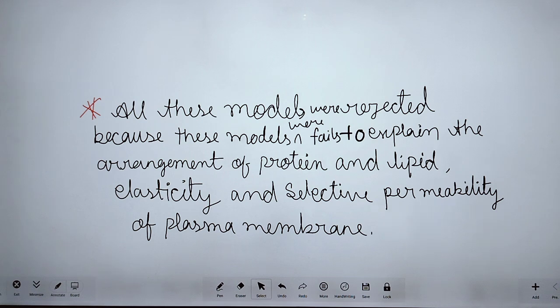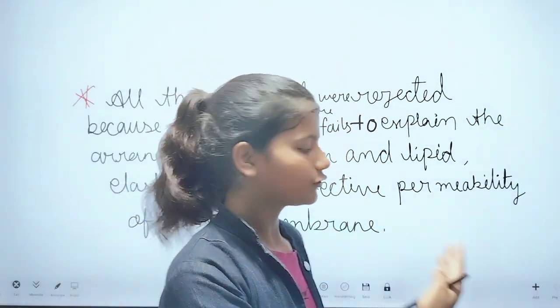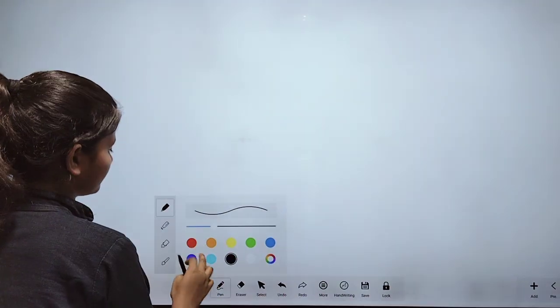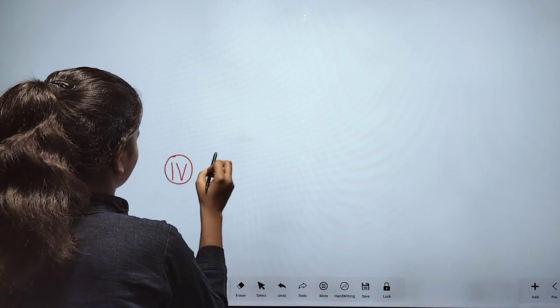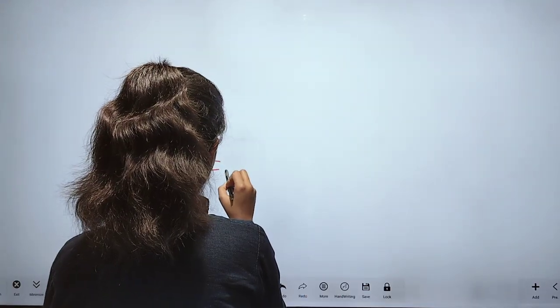Now let's move to our next and last model, that is the fluid mosaic model. This fluid mosaic model is the correct model, showing how protein and lipid are arranged in the plasma membrane. So let's discuss the fourth and last model, the fluid mosaic model.